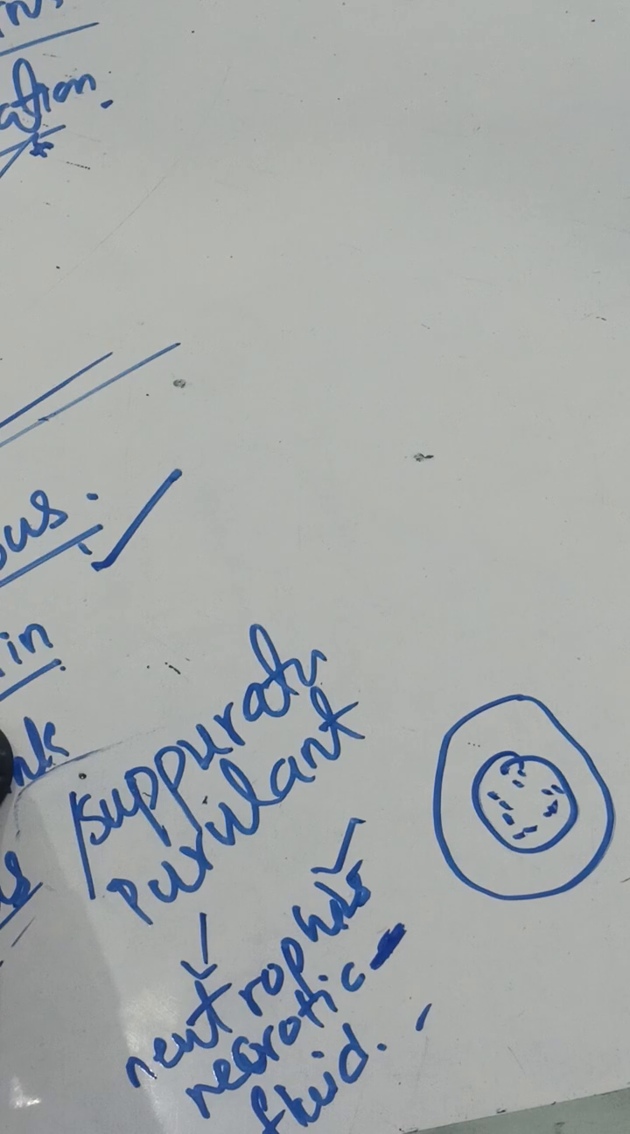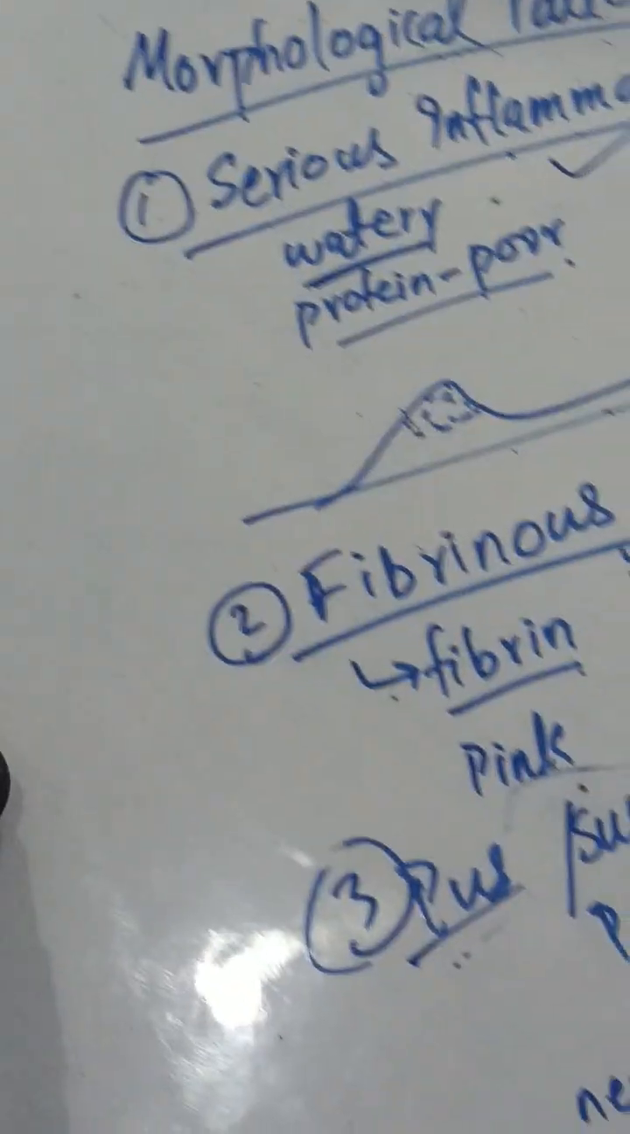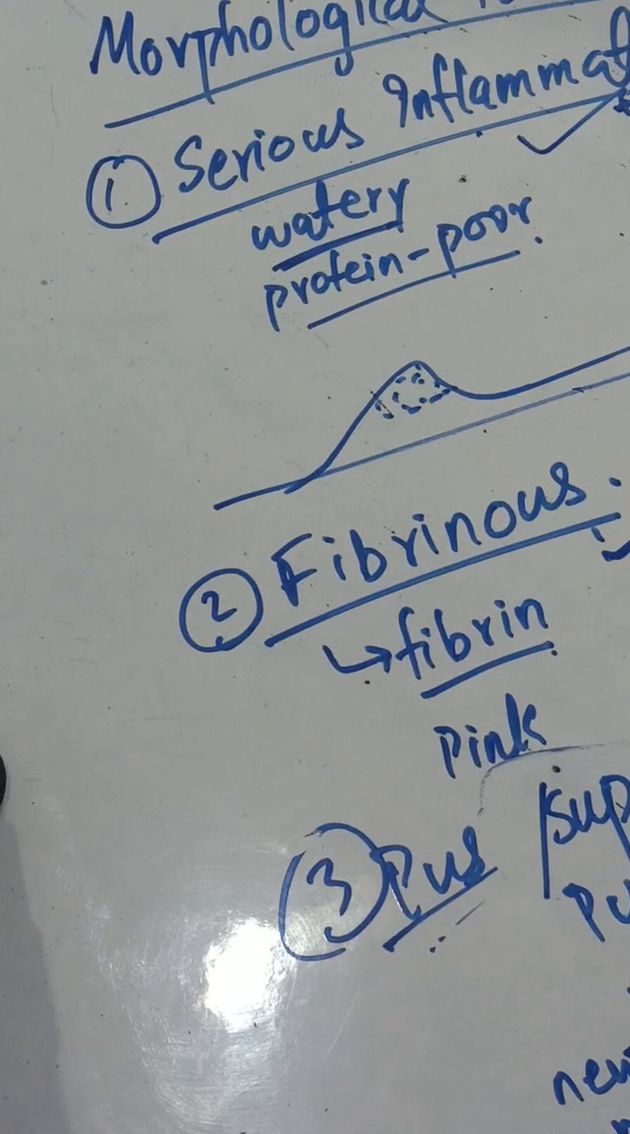So we have four morphological patterns of your acute inflammation. First is the serous inflammation, in which watery or protein-poor fluid accumulates, like the skin blisters that form, and when you have some viral infection, this will occur, and it occurs along the lining of your body cavities. Second is the fibrinous inflammation, in which the fibrin collects or gathers at the site of your injury.